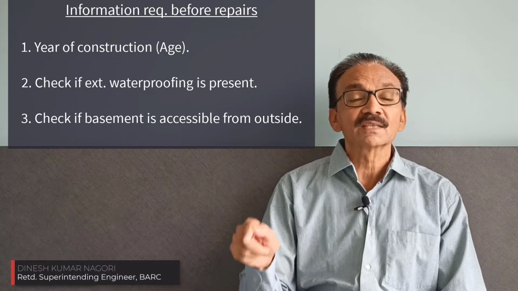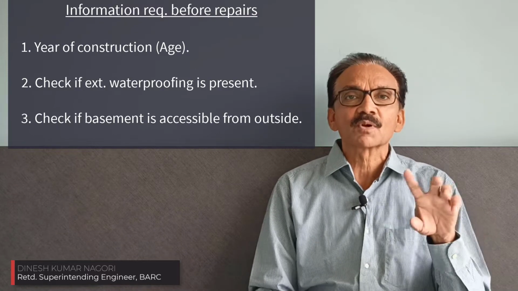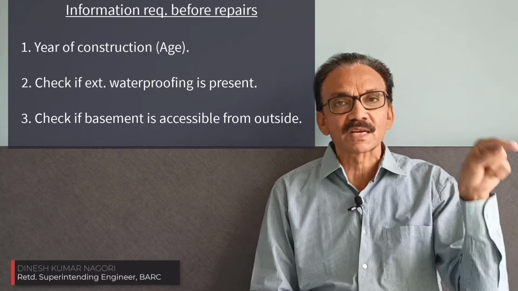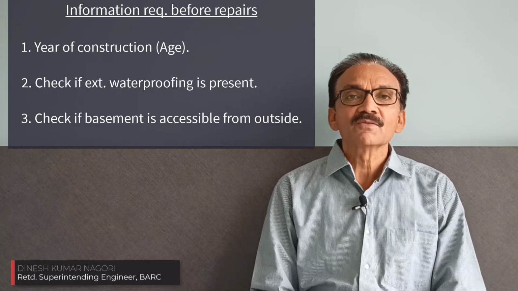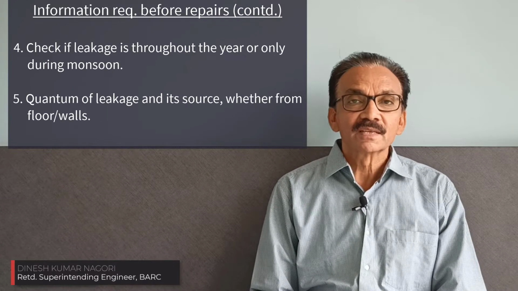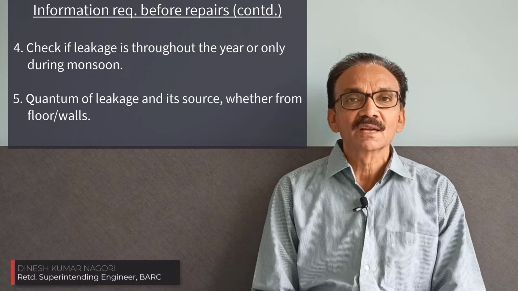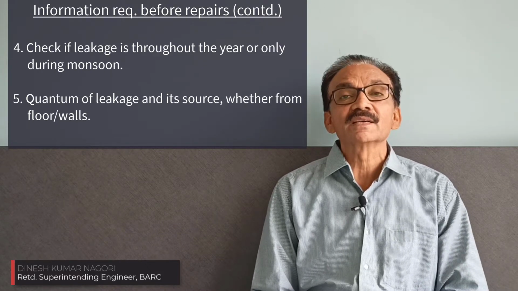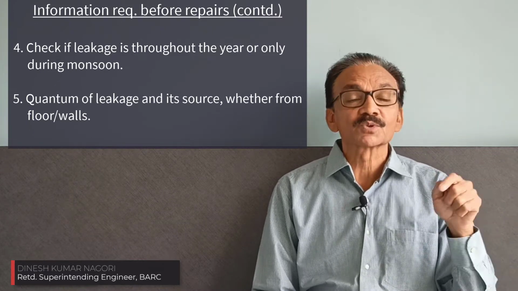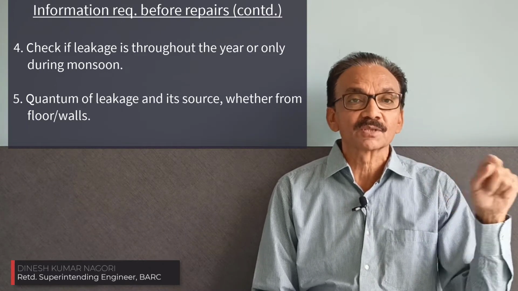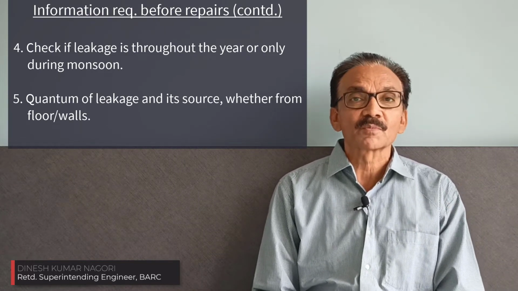Then second thing, whether the basement is accessible from the outside. Suppose it is accessible from the outside, then probably things may be easier because you can check from outside and do some correction from outside. Third thing what you need to know is whether the leakage is throughout the year or only during the monsoon season. See, suppose it is throughout the year, it means it is not because of the rise in the water table due to uplift pressure during monsoon season. So it must be from outside, some water pipeline or sewer pipeline is leaking and that water is coming into your basement. So this information is required.